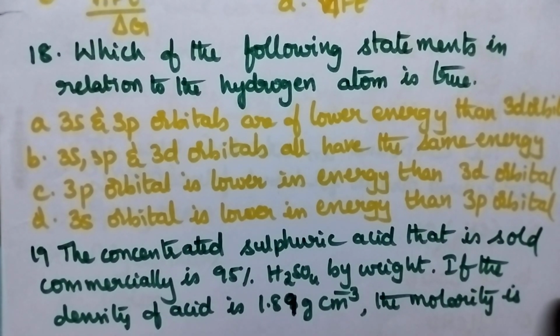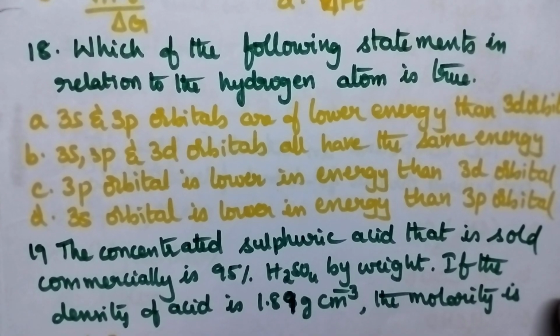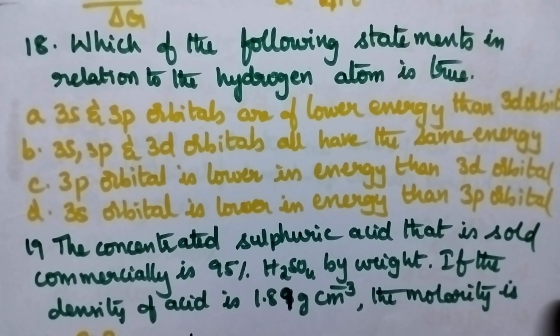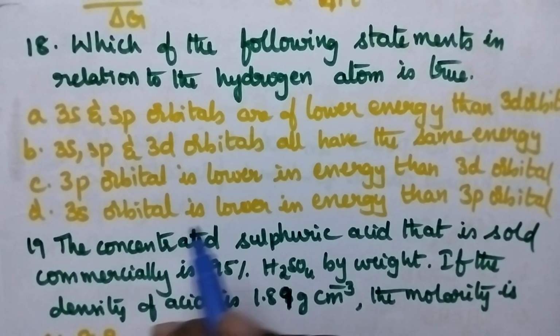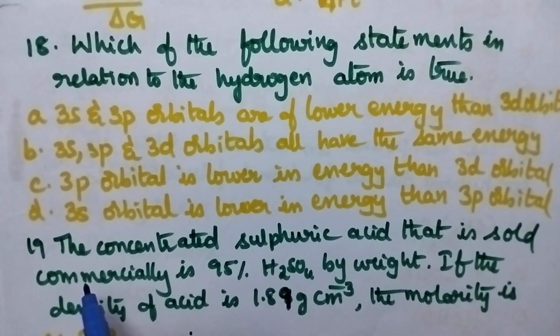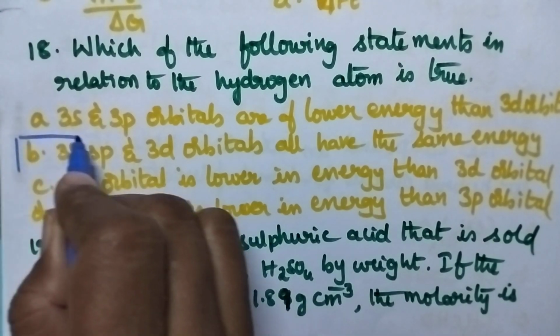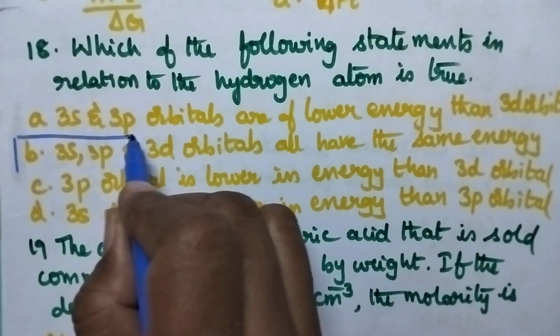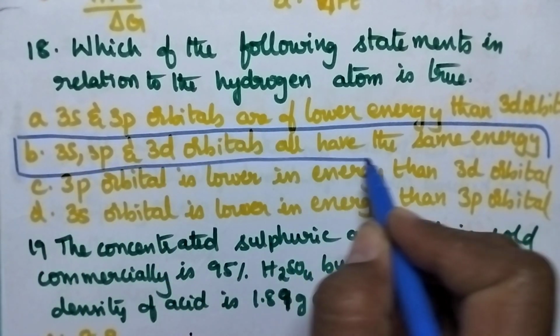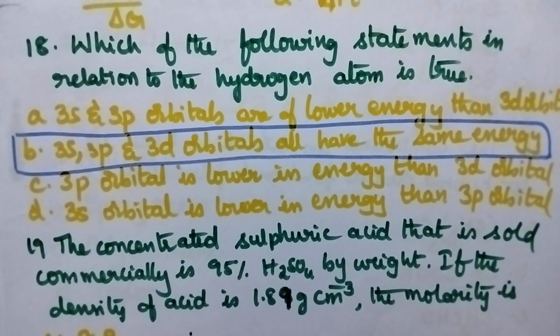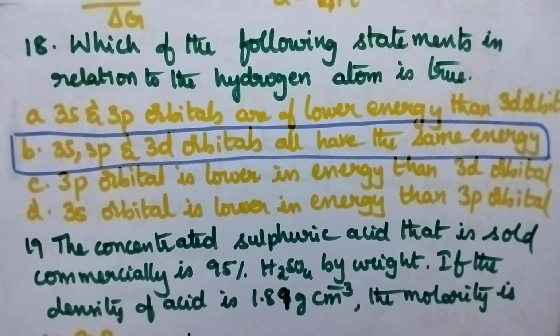Which of the following statements in relation to the hydrogen atom is true? In the hydrogen atom, only one electron is present, in the first orbit. Here the third orbit is given. That means in the third orbit, the 3s, 3p, 3d orbitals will be present. All these orbitals will have the same energy. So option B is the right answer.